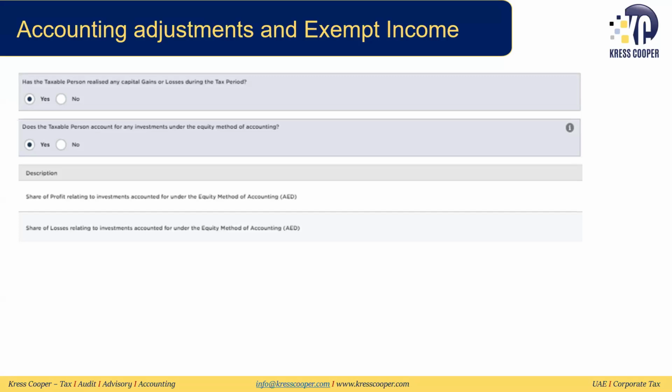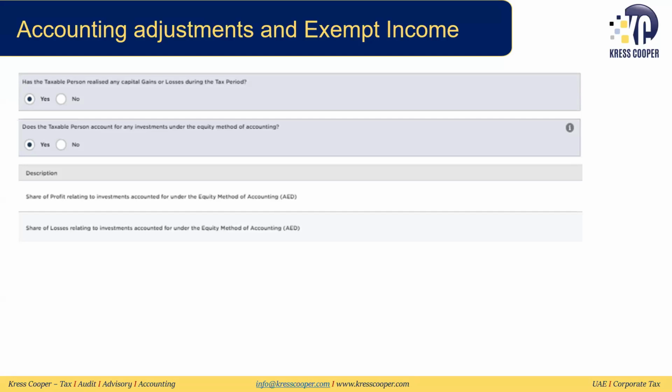So the first question it is asking you is, has the taxable person realized any capital gains or losses during the tax period? So remember, we have already made the elections before in the election portion. So it is asking you if there is any realized gain or losses. Does the taxable person account for any investment under the equity method of accounting?